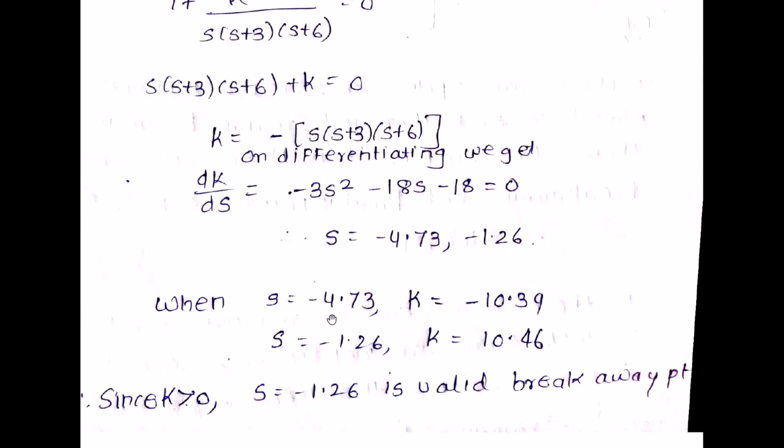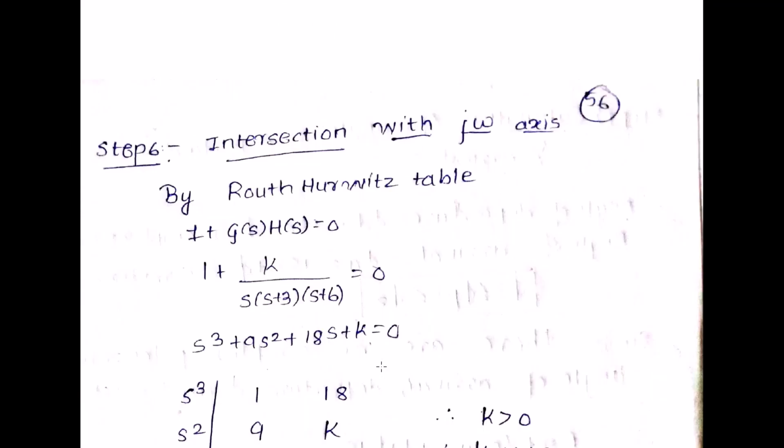So if I put the value of s as minus 4.73 in k, I get minus of 10.39. If I put my value of s as minus of 1.26, I'll get k as 10.46. The value of s can only be a breakaway point when the corresponding value of k is positive. Since for s is equal to minus 1.26, my value of k is positive, my minus 1.26 is a valid breakaway point. Minus 4.73 would have also been a valid breakaway point if k would have been positive. But since k is not positive, my minus 1.26 is a valid breakaway point. I hope I am very clear with this.